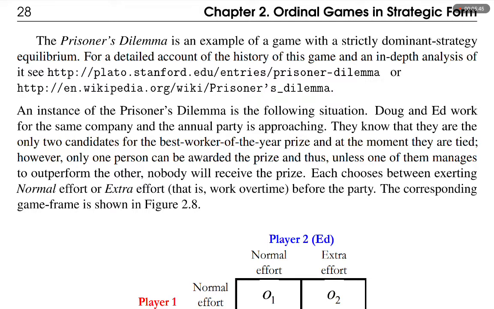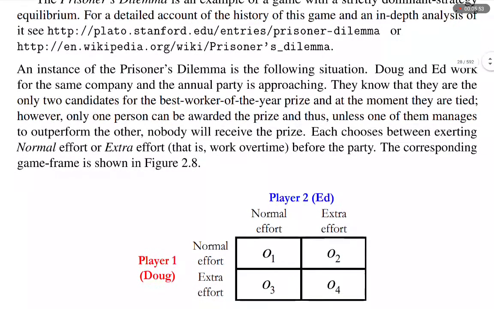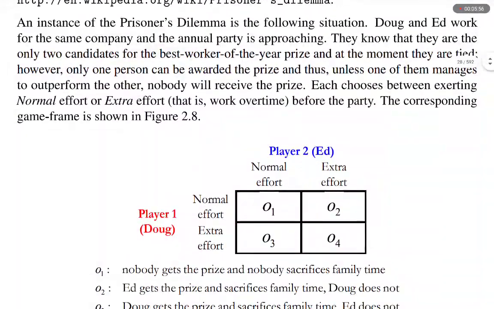An instance of the Prisoner's Dilemma is the following situation. Doug and Ed work for the same company, and the annual party is approaching. They know that they are the only two candidates for the Best Worker of the Year prize, and at the moment they are tied. However, only one person can be awarded the prize, and thus, unless one of them manages to outperform the other, nobody will receive the prize. Each chooses between exerting normal effort or extra effort, that is, working overtime before the party. The corresponding game frame is shown in figure 2.8.